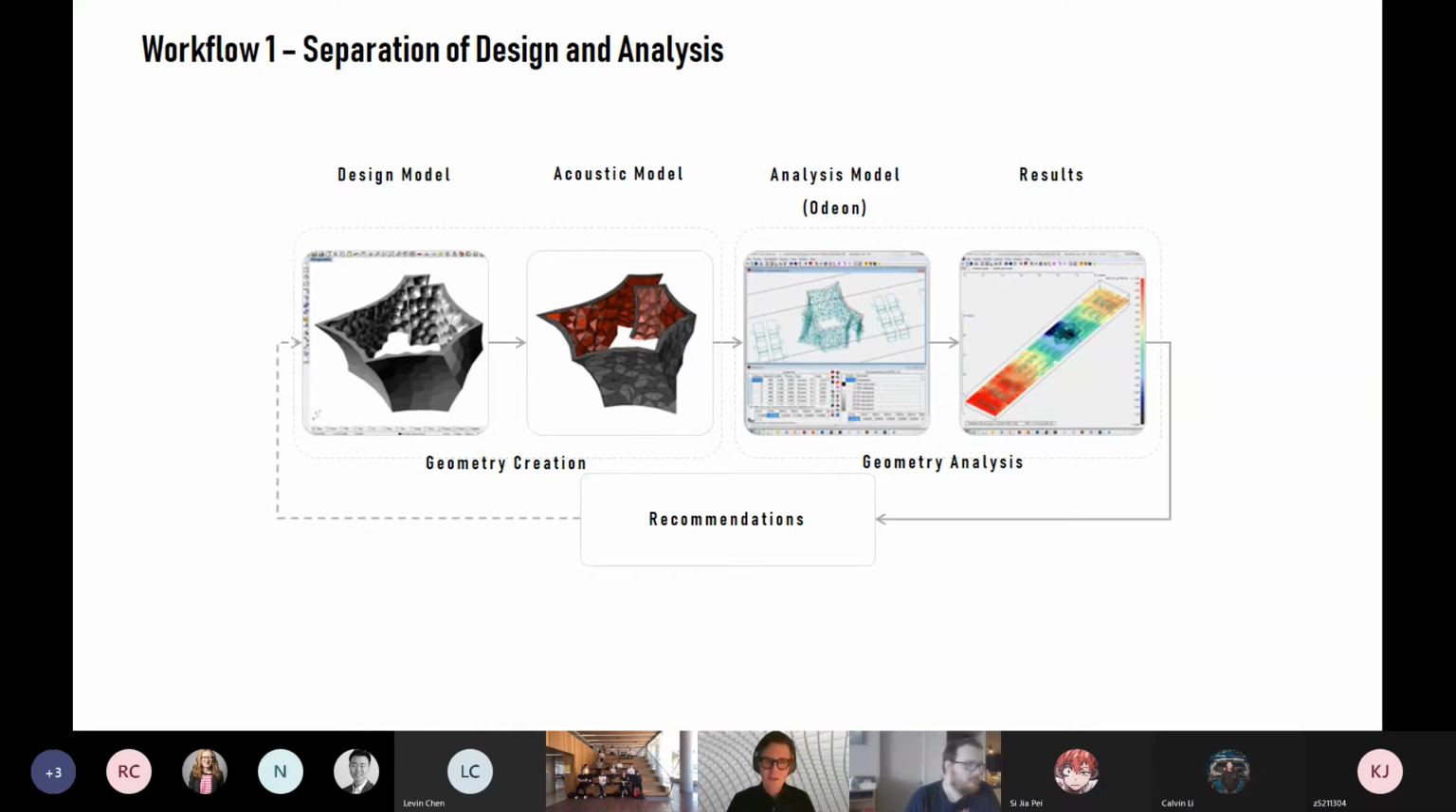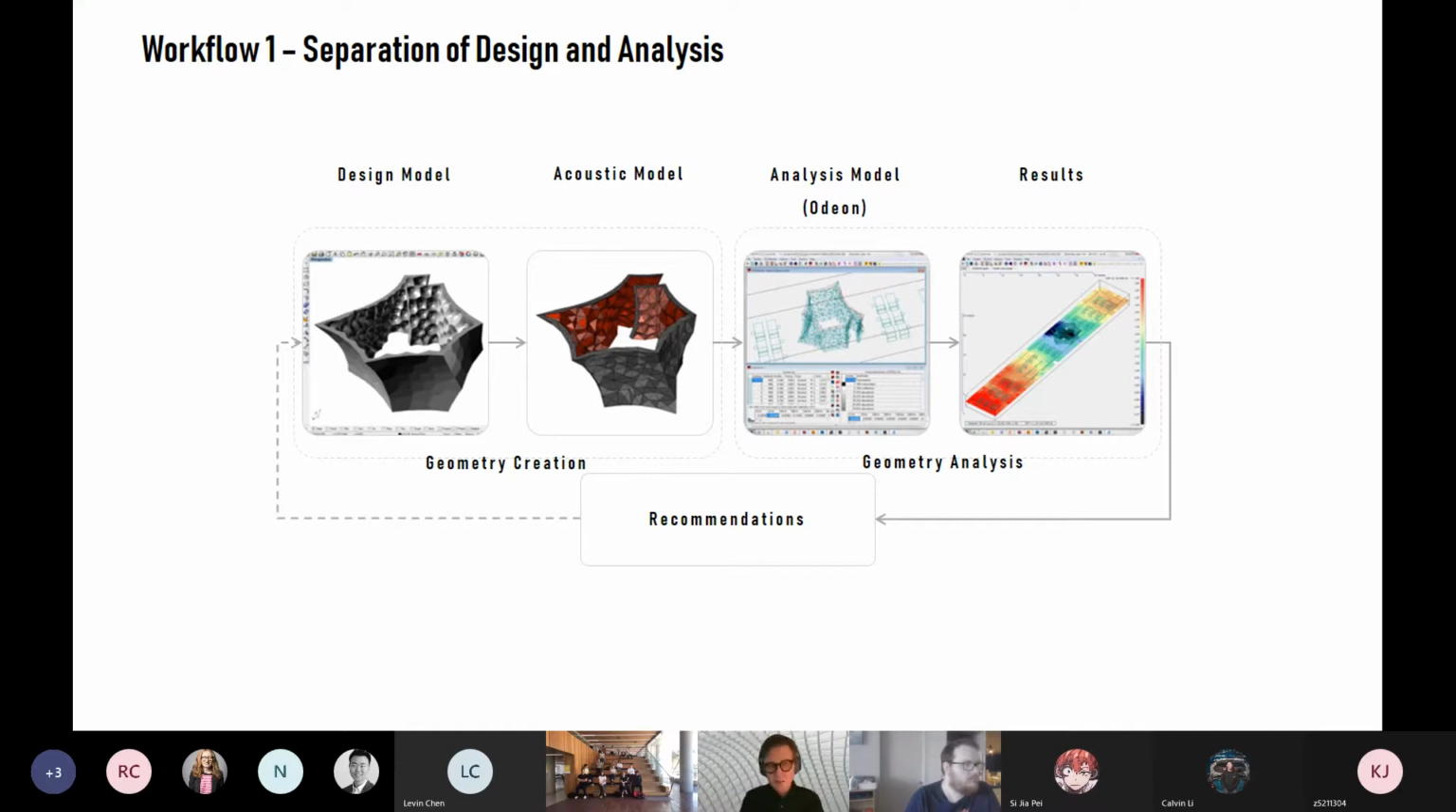So that the architect does a design model, and then somebody, probably the engineer, then takes that and then makes an acoustic model which is suitable for simulation. That model is then simulated, and we get some sort of results in which we can then make some sort of recommendations for changing the design model.